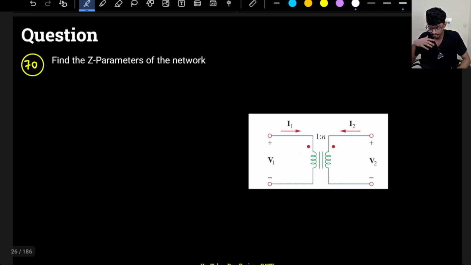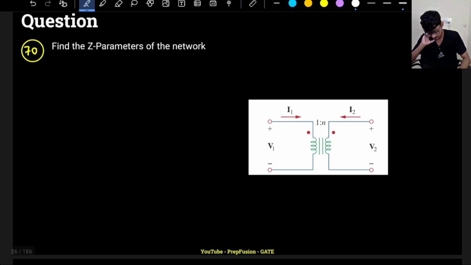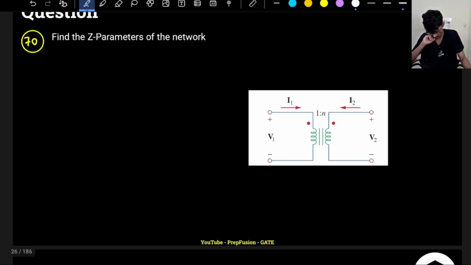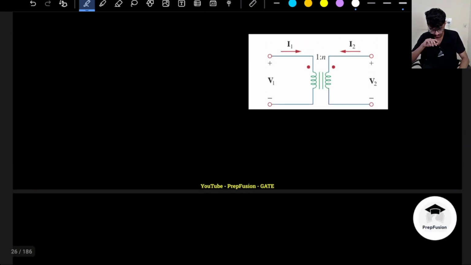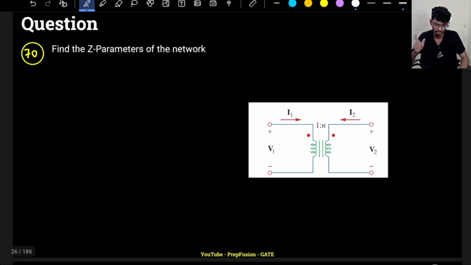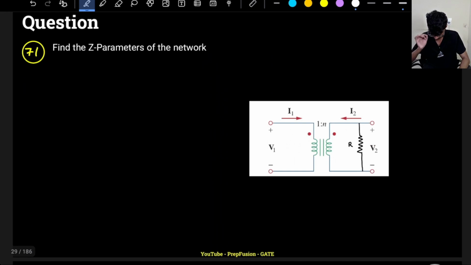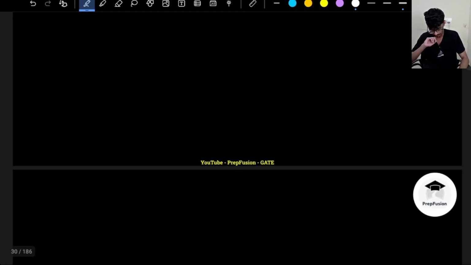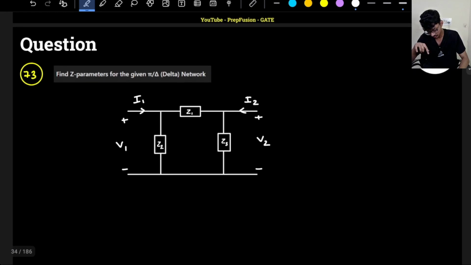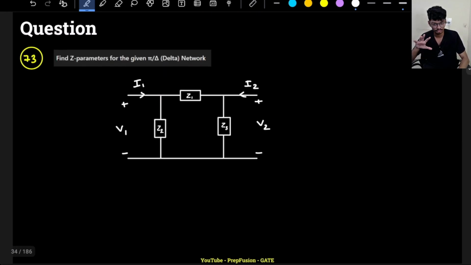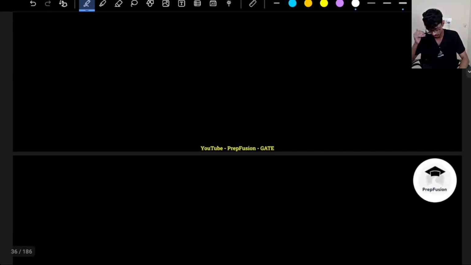I want you to try this by yourself, then I will solve it. Find the Z parameters for this network, and find the Z parameters for this network if it is modified. These are all homework. I'm giving you all of these as homework, and in the next lecture I will solve all of them, including this pi network.